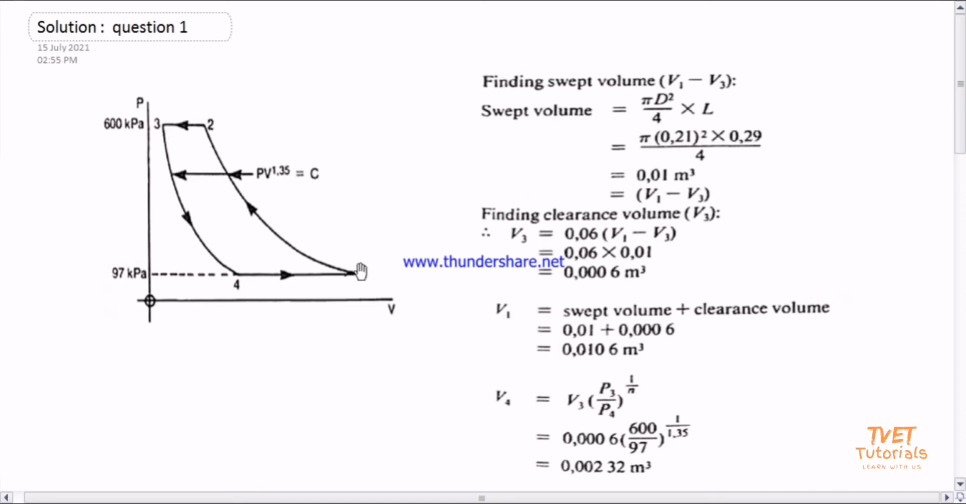Now you can see where this takes effect. From point 1 to point 2, this is where compression takes place. From 2 to 3, the pressure is constant. However, the volume still reduces. And then from 3 to 4, this is the expansion that is taking place. And when we get to point 4, we go back to 1, and the pressure is constant.